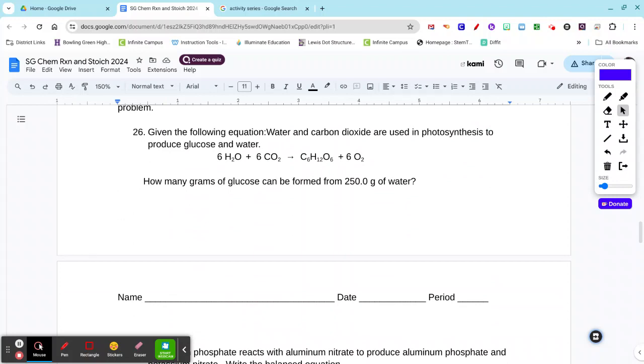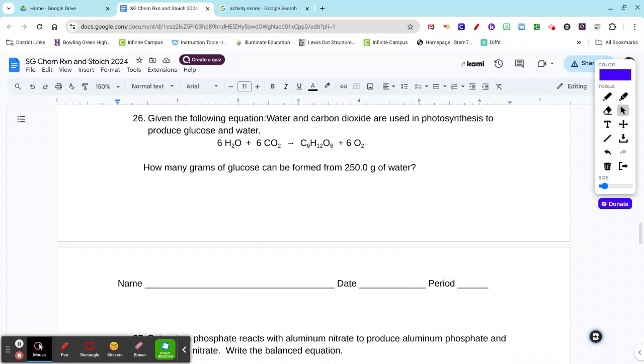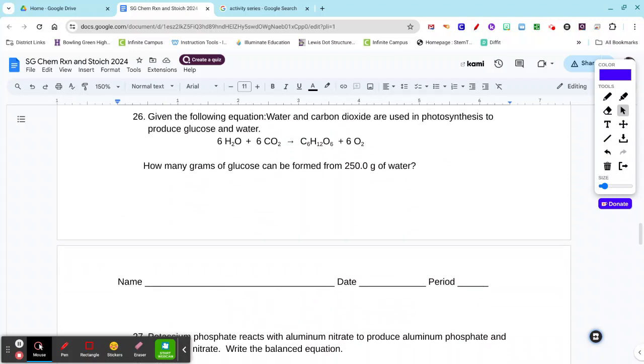Okay, now let's get down to it. So this one, we are going from grams of glucose to grams of water using the balanced equation for photosynthesis.